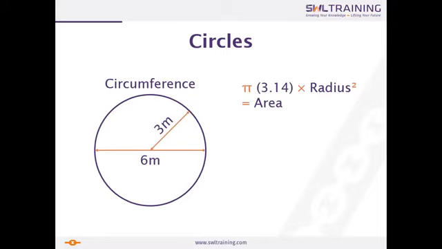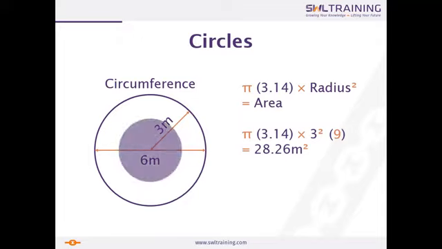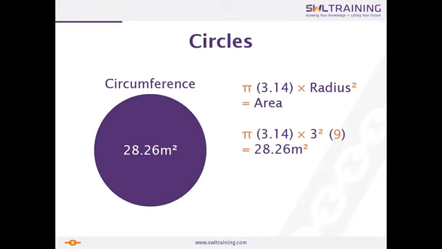Calculating the area of a circle. So pi times radius squared equals area. So in this case, we've got a diameter of 6 metres, therefore a radius of 3 metres, pi 3.14 times 3 squared, 3 times 3, which of course is 9, gives us an area of 28.26 square metres. The area of that circle, 28.26 square metres.